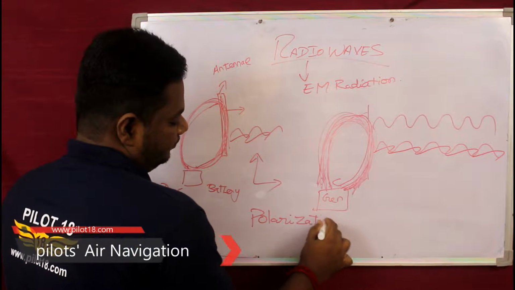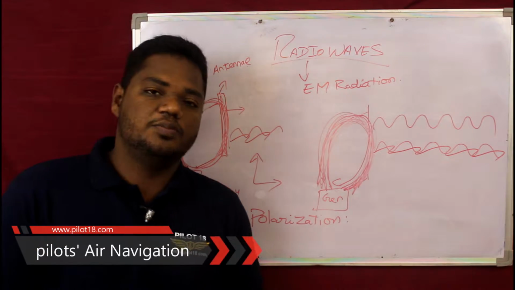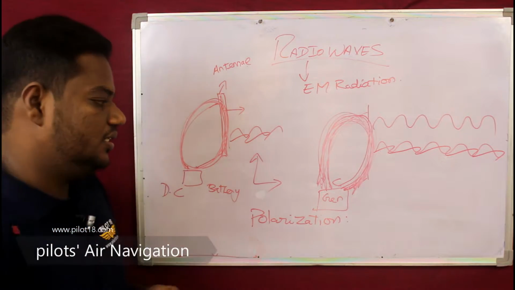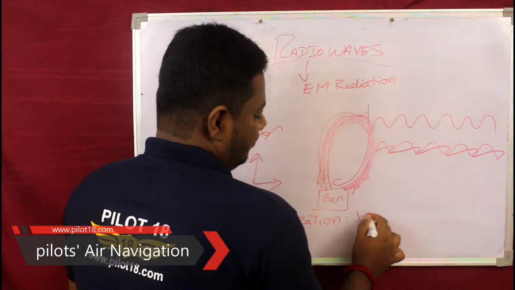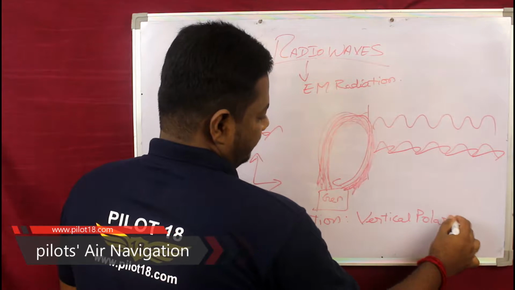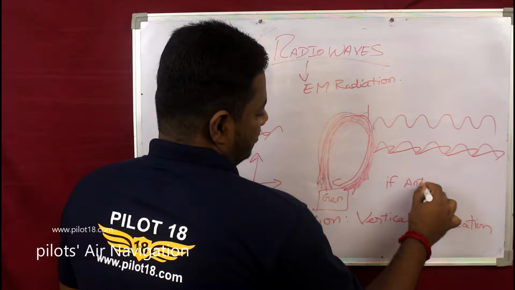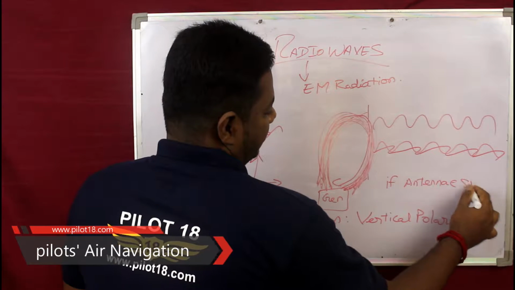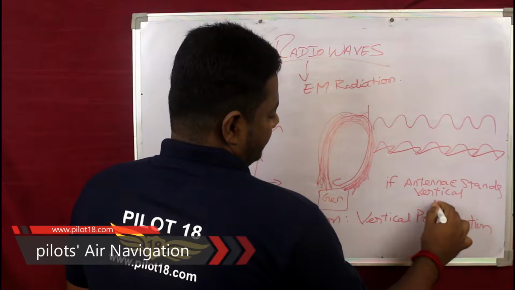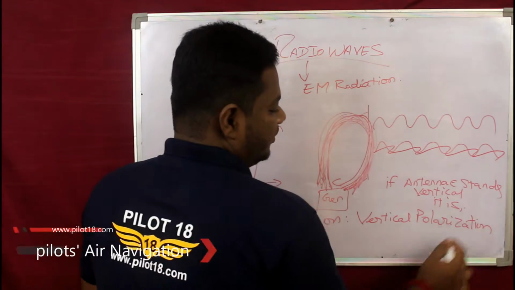Polarization means it depends on which plane you are holding the antenna. If you hold the antenna vertical, then it is known as vertical polarization. If the antenna stands vertical, it is vertical polarization, and the electric field will be vertical.